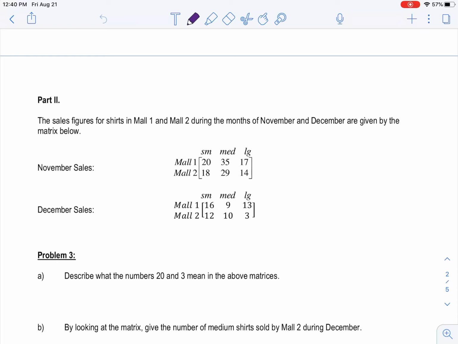Okay, part 2 of matrices. Let's see if I can get this one done right. Thank you for being so sweet last week and helping me out.